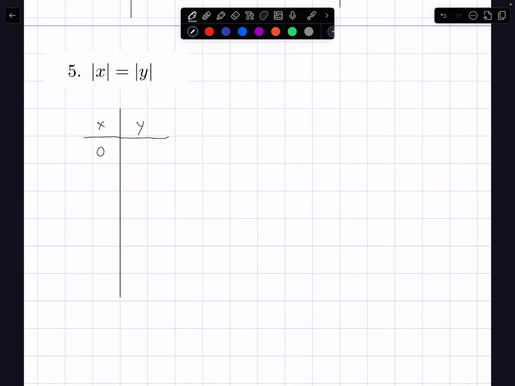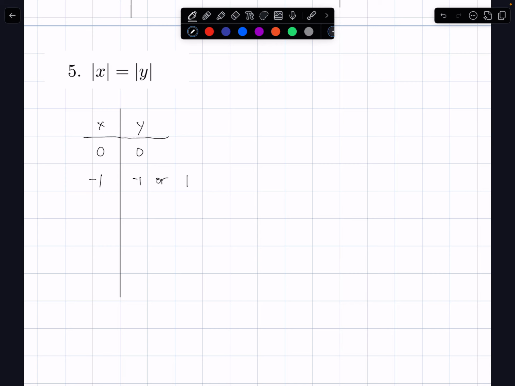If x is 0, then the absolute value of x is going to be 0, right? And what value of y is going to give you the same value? Well, it's got to be 0. Okay, what if x is -1? If x is -1, then this side equals +1, right? And what about y? Well, y could also be -1, because then the absolute value is equal to +1. Or y could be +1, because then the absolute value is still equal to +1. So you've got a couple options here, right? If x is -1, y could be -1 or +1.